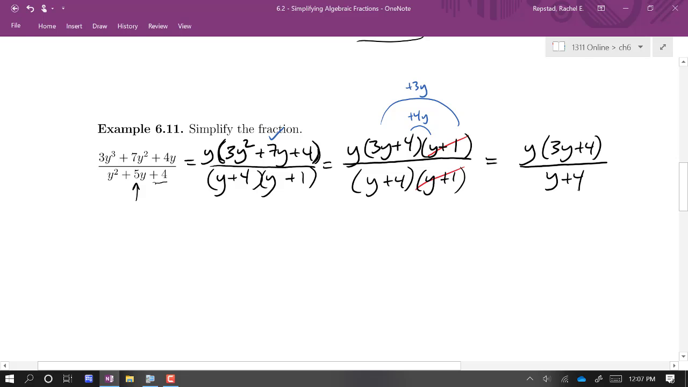There are no more common factors. I cannot cancel the y. We have a factor of y up top, but we don't have a factor of y in the bottom. In the bottom, y is just a term. So it's y plus 4, not y times 4. I can't cancel the plus 4 because I can't cancel over addition. So this is as far as we can go.